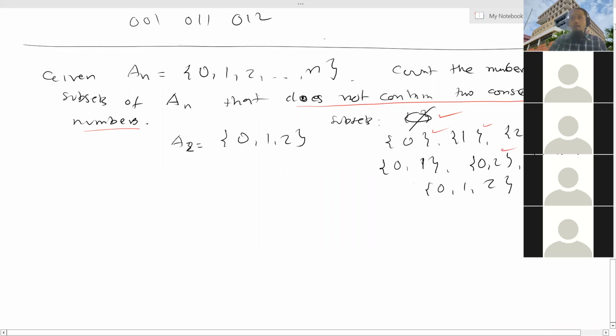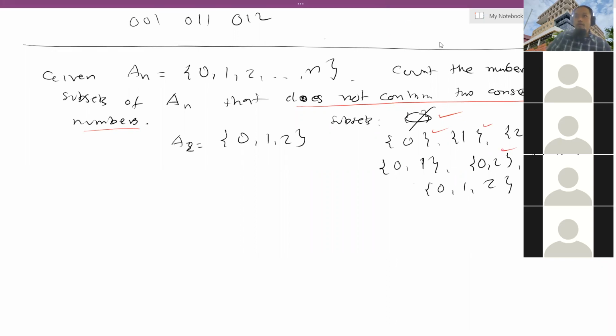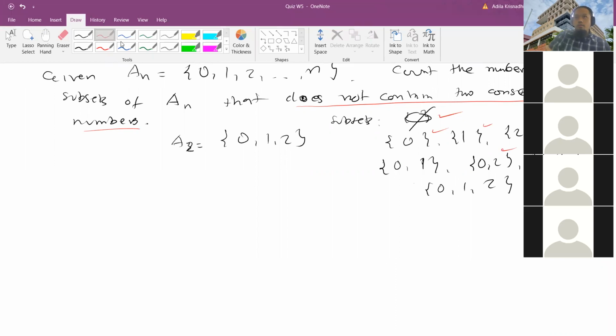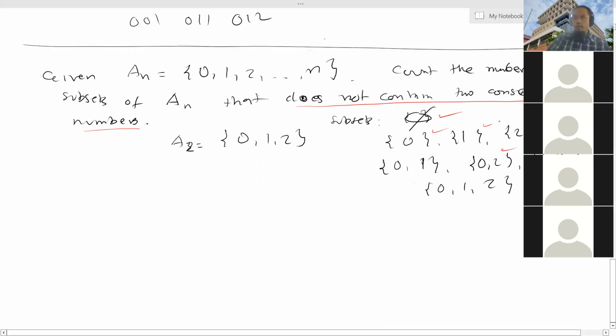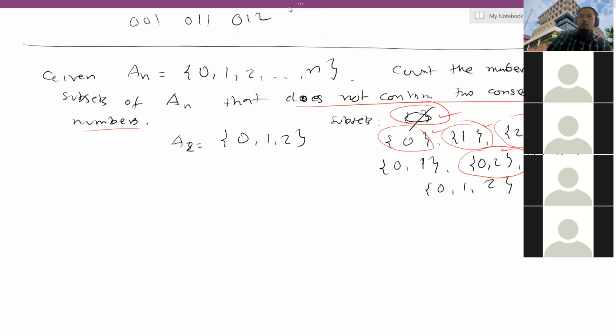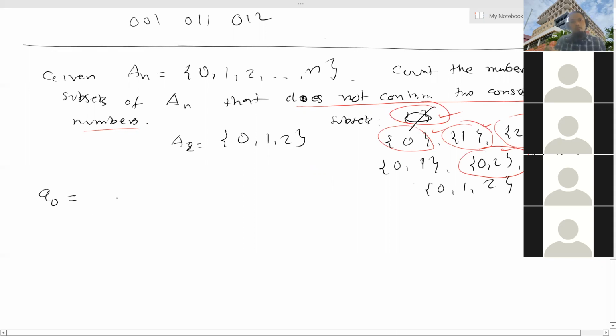So there are how many? 4 of them, right? Not 4, 5 of them, sorry. 5 of them. So now let's generalize this. Let's start with A0. A0 is, what do you think? A0 is 1, right? Because only the empty set, right?